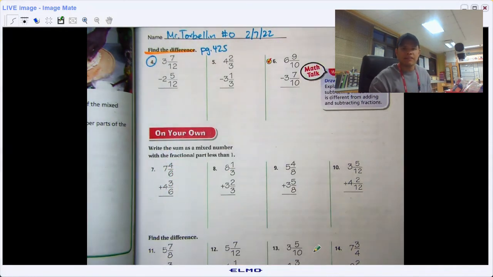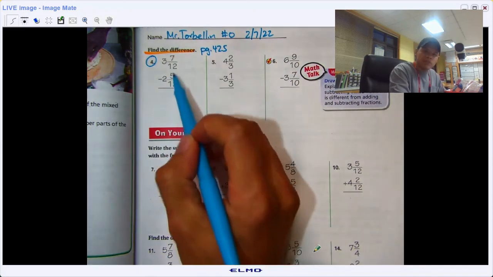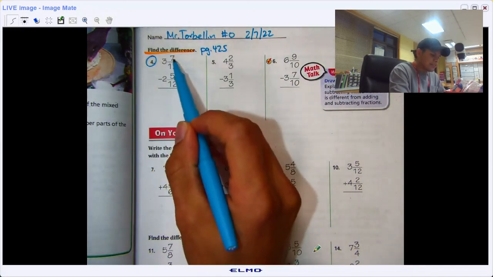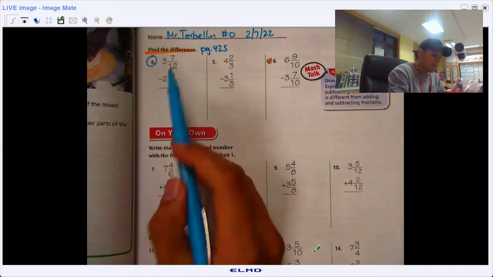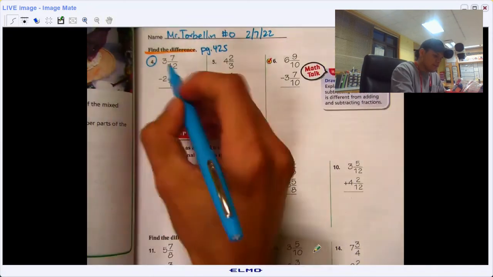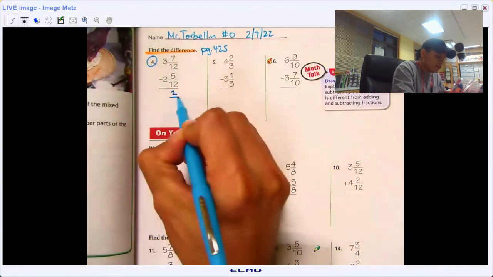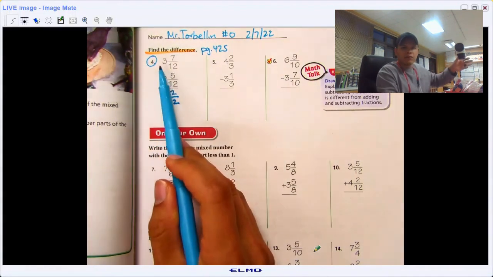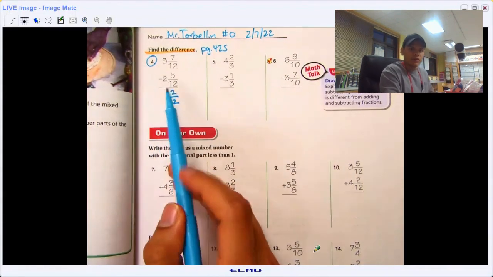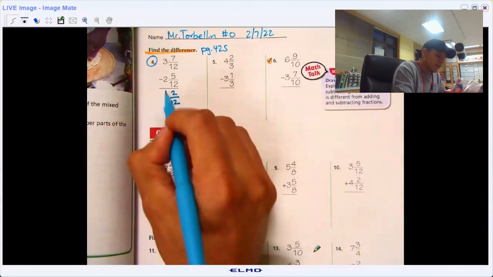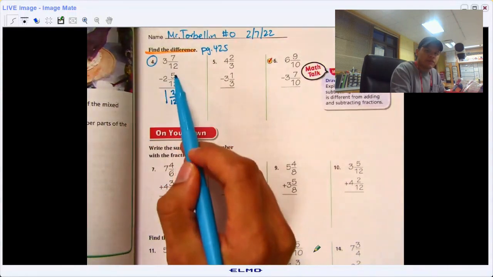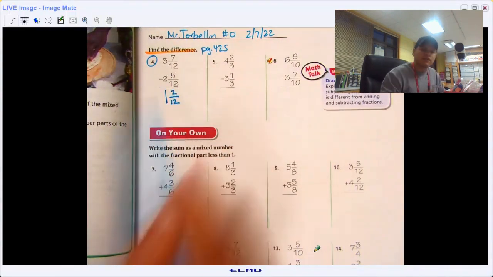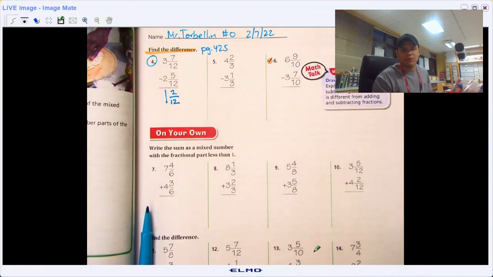We subtract or find the difference the same way we did whenever we added. We're going to start with our smallest place value first, with our fractions. We take 7/12 minus 5/12. 7/12 minus 5/12 is 2/12. Next, we move to our whole numbers. So we have 3 minus 2. 3 minus 2 is 1. So 3 and 7/12 minus 2 and 5/12 is 1 and 2/12.